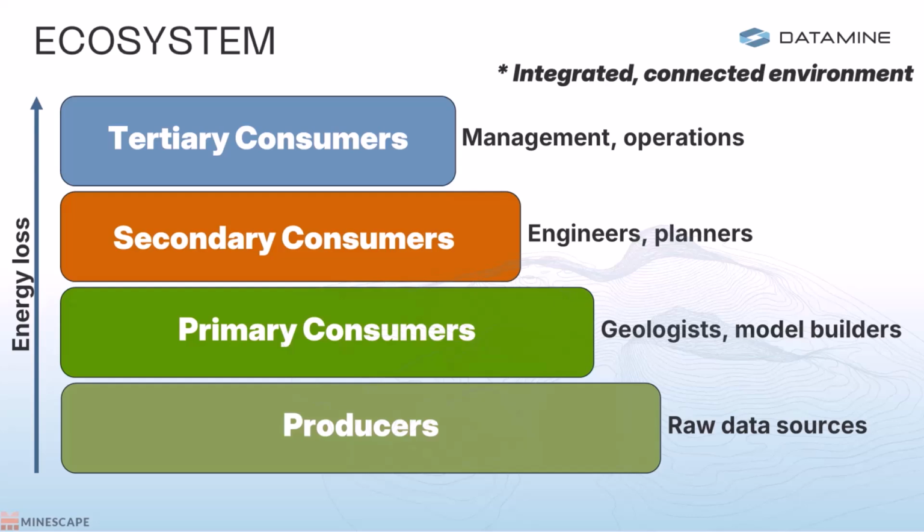Now, just as energy is lost at each of the ecosystem hierarchy levels, data richness decreases as it moves up the pyramid. Raw geological detail is simplified into models, then designs and schedules, and ultimately executive dashboards. But here's the difference. MineScape ensures that at each level, the right level of abstraction is delivered. No one is overwhelmed and nothing is disconnected.